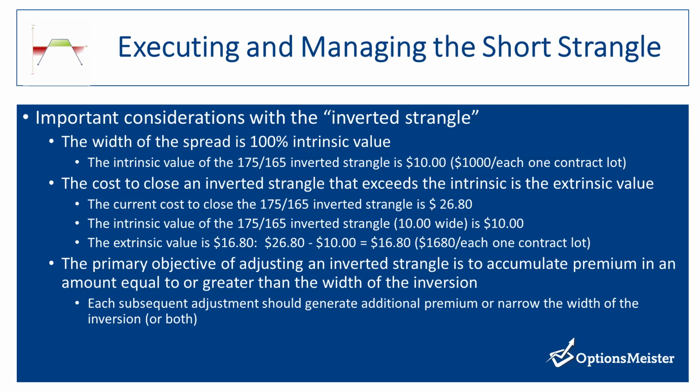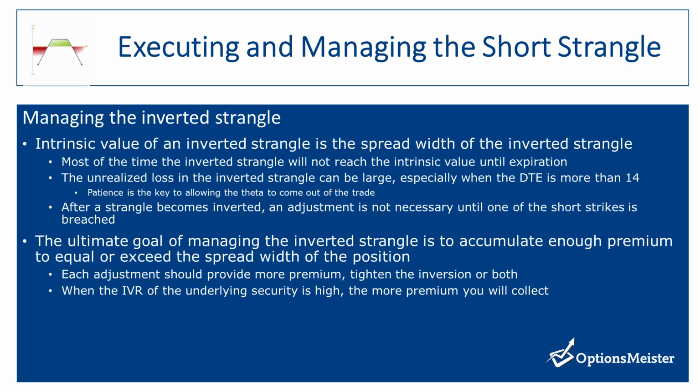Assuming the goal of the trader is to minimize the loss or even make a profit with the inverted strangle, it is incumbent upon the trader to accumulate premium in an amount equal to or greater than the spread width. Each subsequent adjustment of the inverted strangle should generate additional premium or narrow the width of the inversion. If the trader can narrow the width of the inversion and pick up some additional premium, even better. Managing an inverted strangle is materially different from managing a conventional strangle.